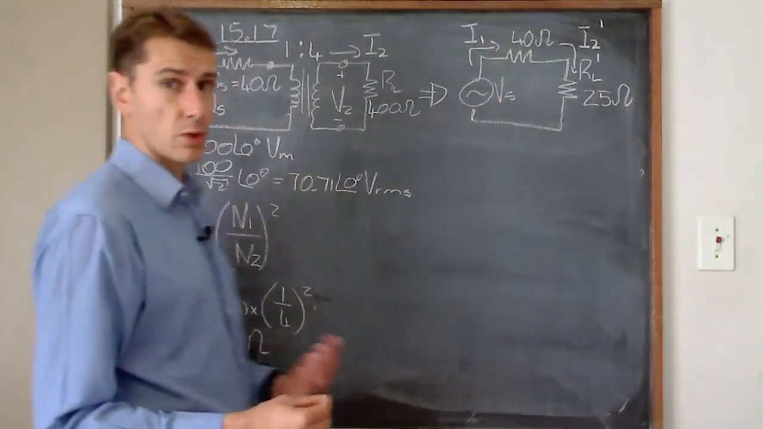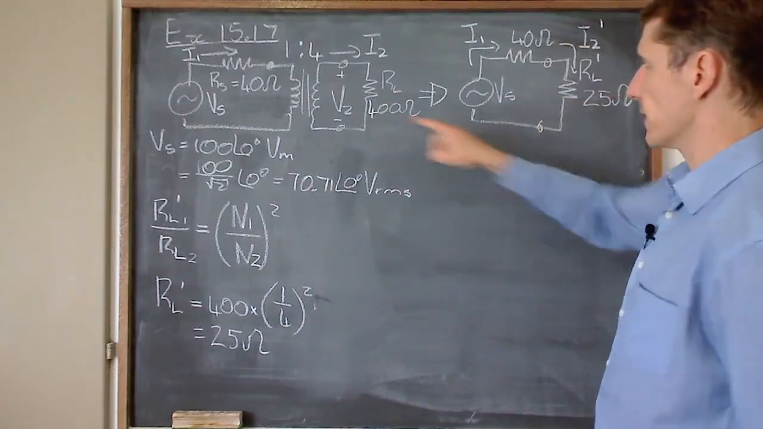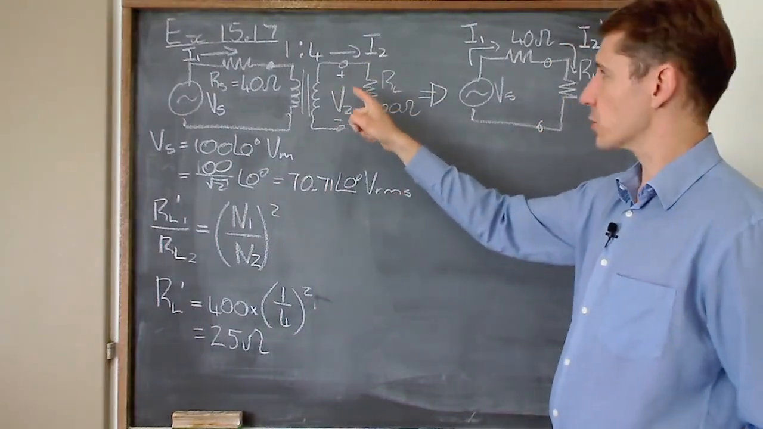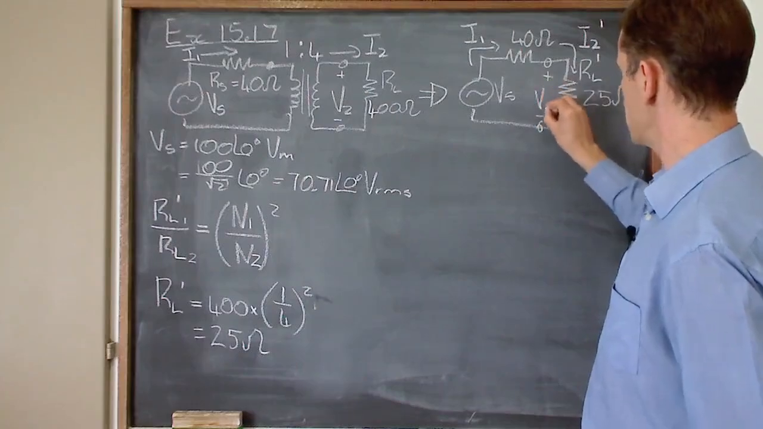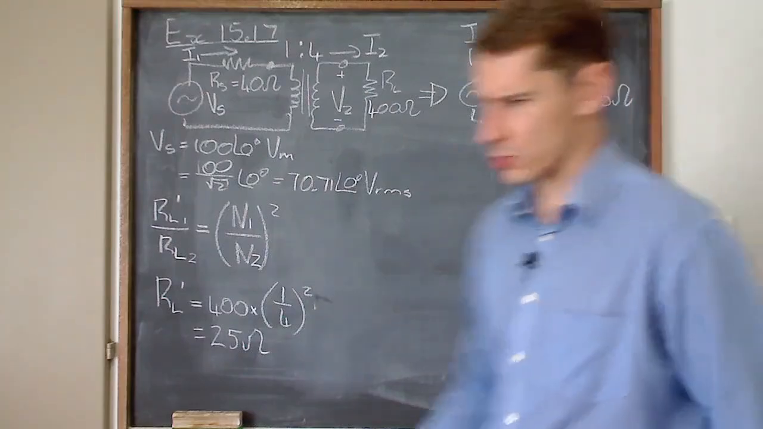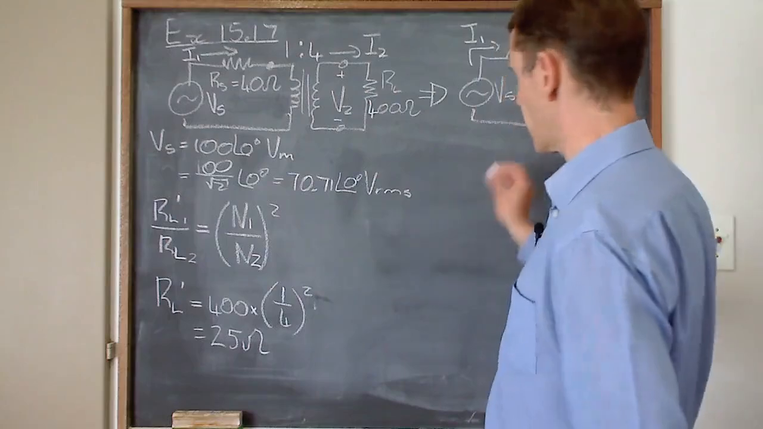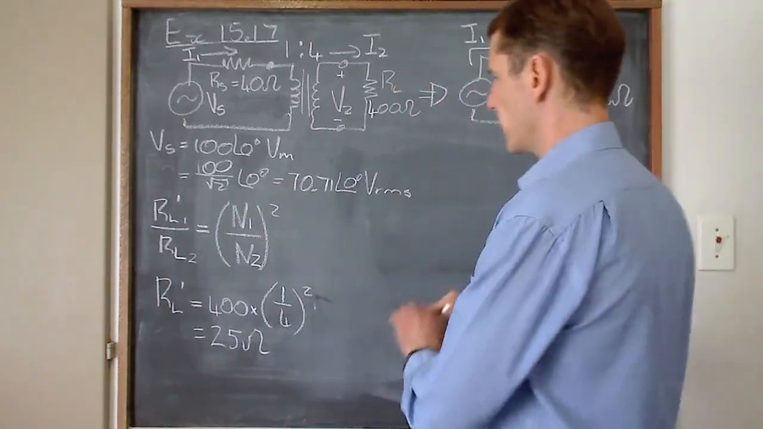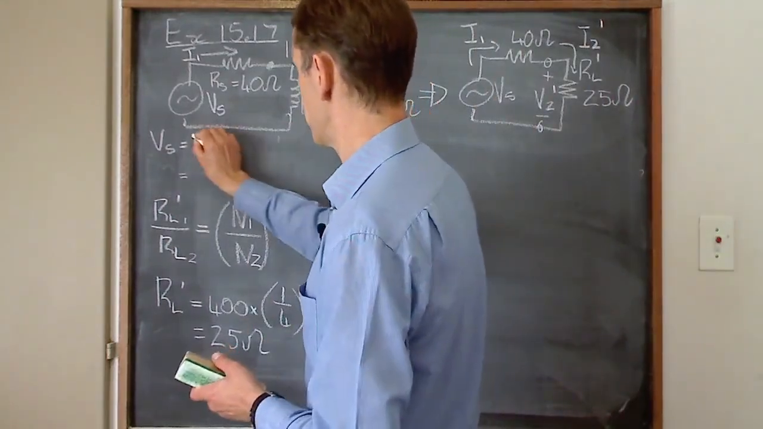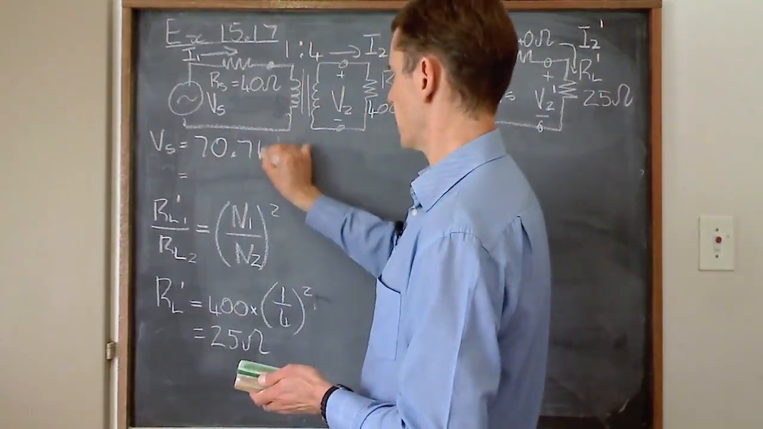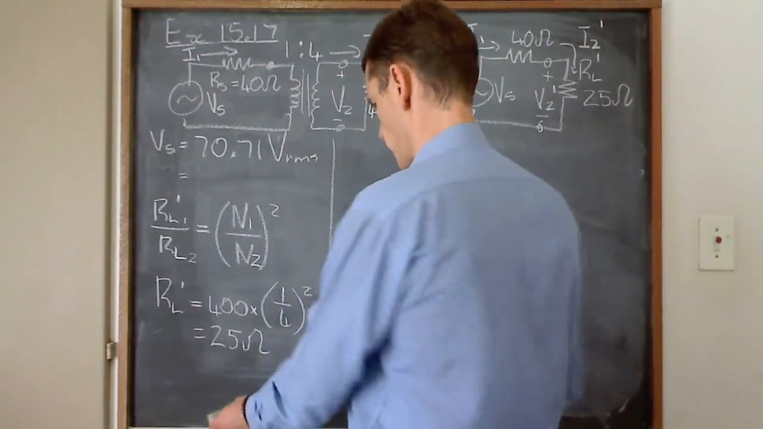Next, remember, I want all the currents and all the voltages. What voltage is sitting over here? Before we referred it, it was V2. Now we denote this as V2 prime. Now let's go and calculate currents. They want all the currents. This is in my way, sorry, I'm just going to get rid of this. 70.71 volts RMS. There we go.